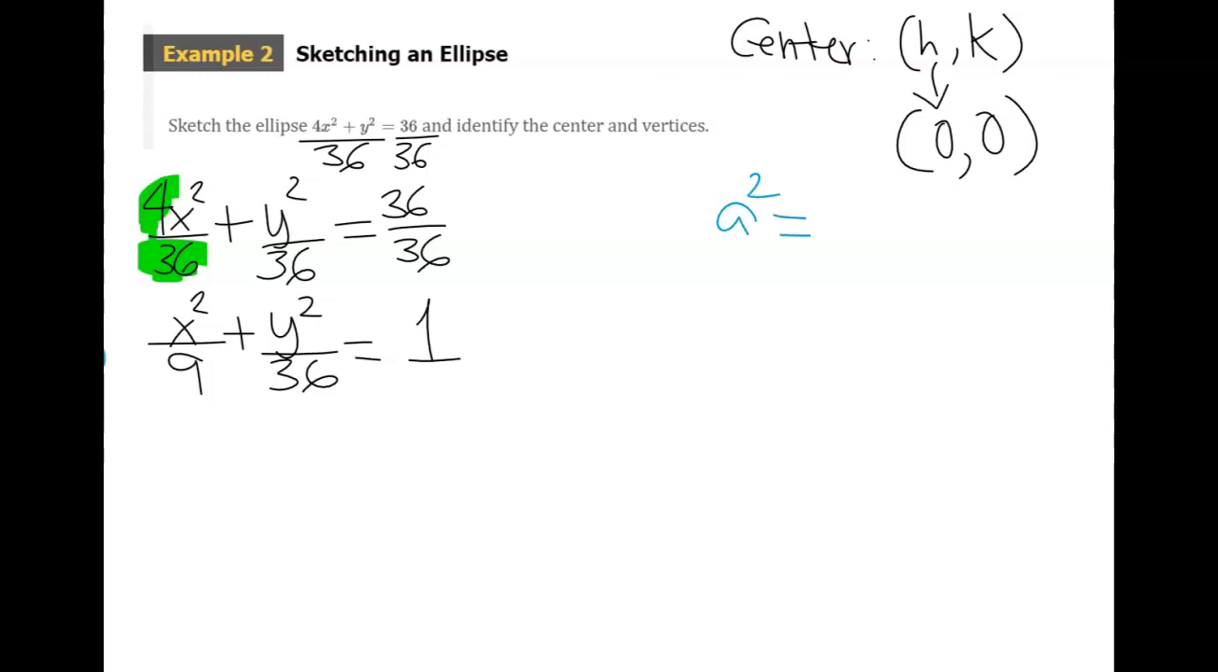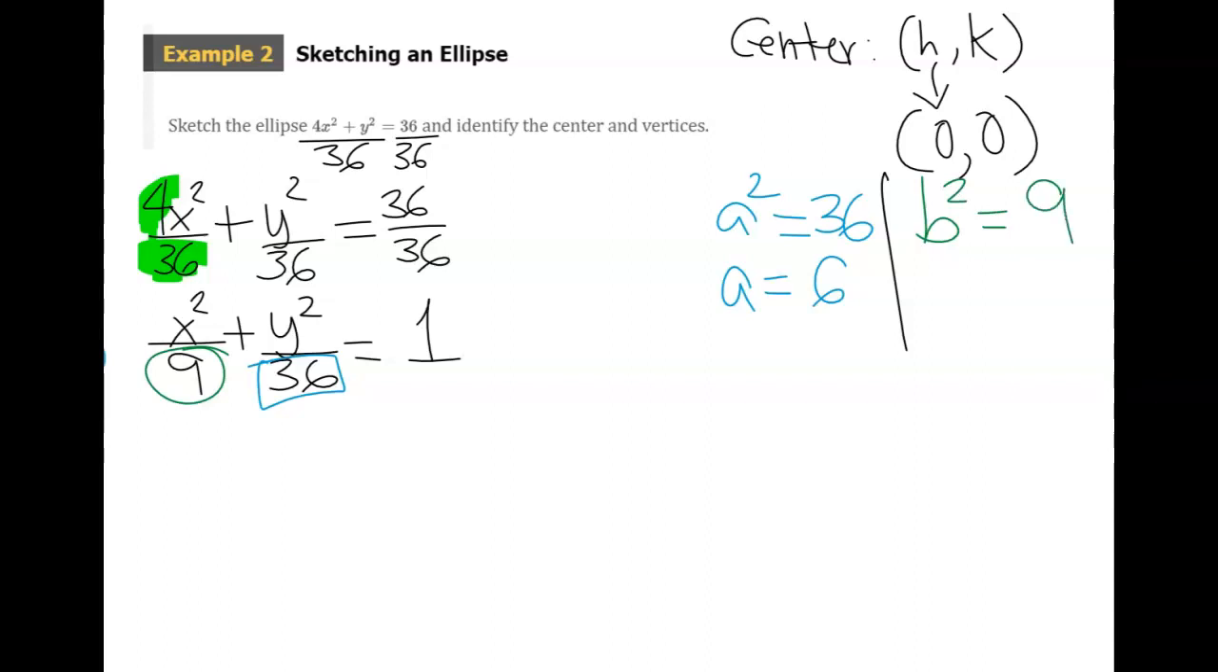So a square is always going to be the biggest number. So a squared is 36. So if a squared is 36, then a is equal to 6. Also, since we have this number here, 9, that is the value of b squared. So b squared is equal to 9. So then b is equal to 3.